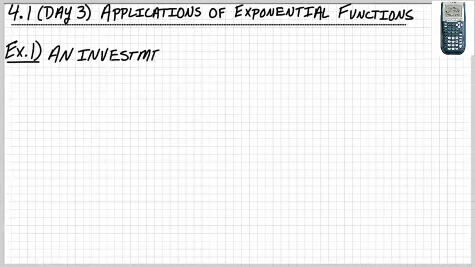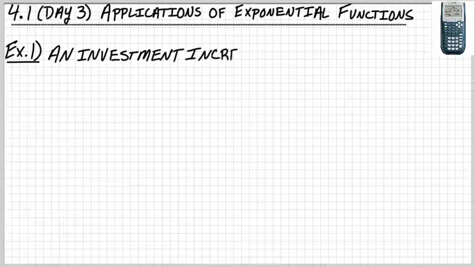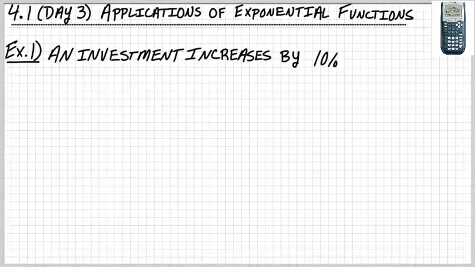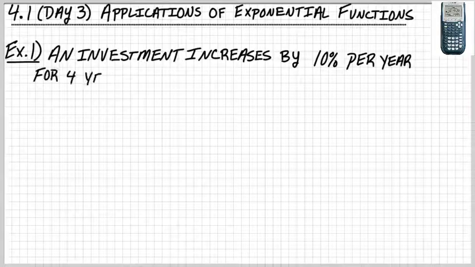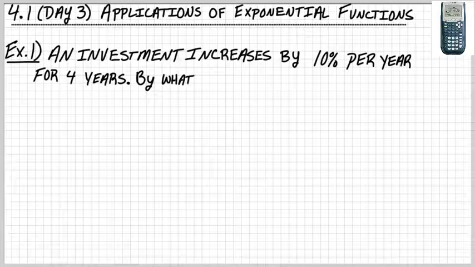We're actually jumping to a word problem here. So an investment increases by 10% per year. And this happens for 4 years. And if you ever find one of these, let me know, because that's a pretty good interest rate. So you got an investment that increases 10% per year over 4 years.